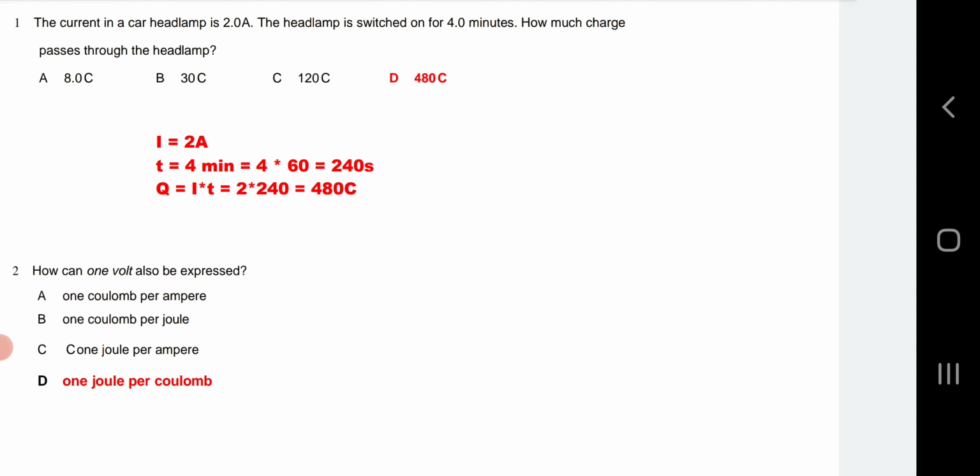Question number 2. How can 1 volt also be expressed? 1 volt can also be expressed as 1 joule per coulomb.